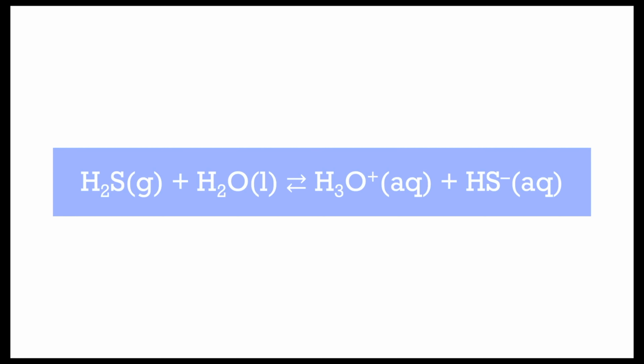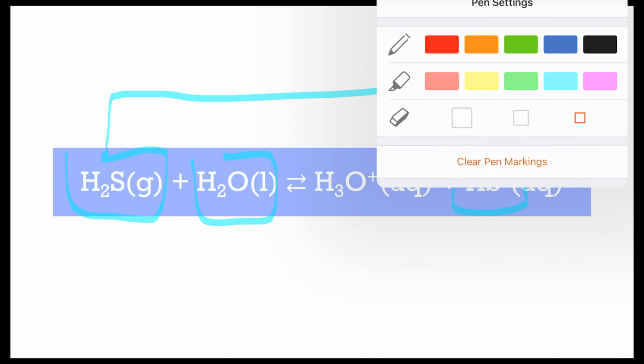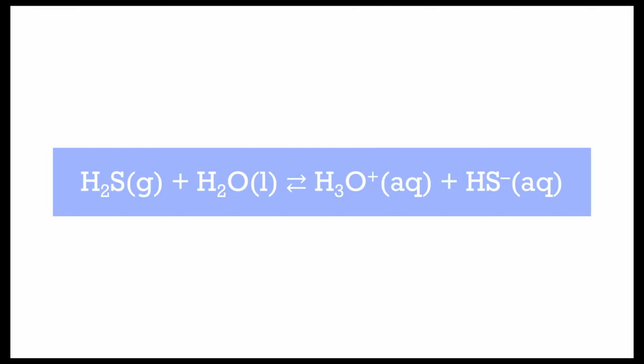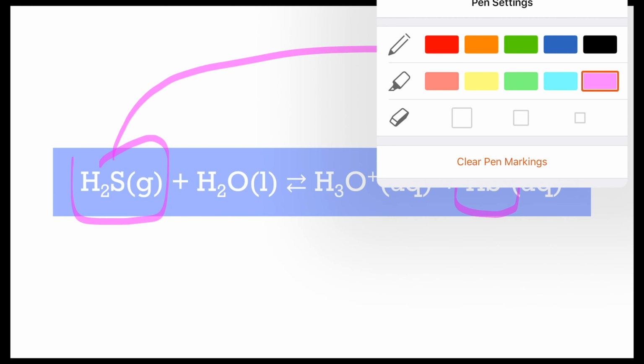Again, we want to find those pairs. Finding those pairs looks like this. And then choose a different color. Okay, pair 1. And then pair number 2.